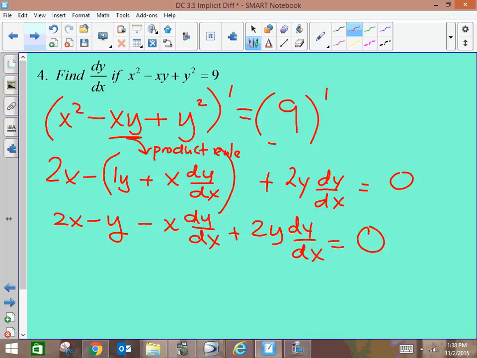The parentheses to me are very confusing. I don't like them anymore at this point. If I'm going to kind of put my dy's together, I don't want all those parentheses. They just mess me up, especially when you got a subtraction in front of them. All right, so you want to leave the dy dx's on the left again? All right. So, negative x, dy dx plus 2y dy dx equals what? Good job, Taylor. Negative 2x plus y.